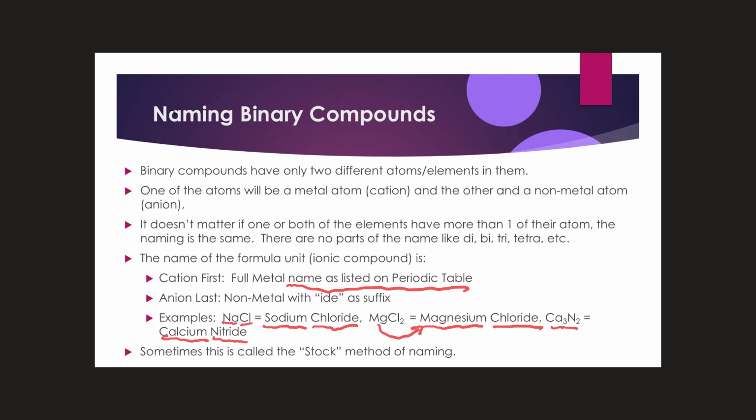Now notice again, when I said to you that you can have more than one of each atom in there, this one has 3 calciums and 2 nitrogens, but it only has 2 different elements, calcium and nitrogen. So therefore it's still a binary compound.